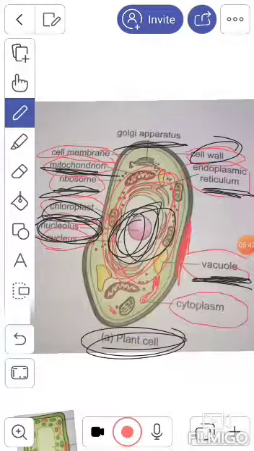So, I have explained to you each part of a plant cell. So, I hope it helps.